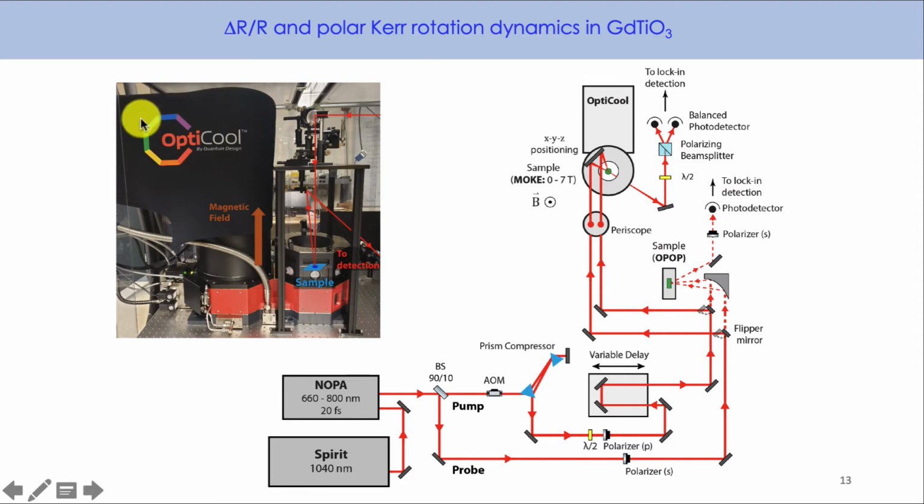So we have an OptiCool magnet capable of going down to 1.5 Kelvin and up to 7 Tesla. And we have a whole host of lasers that we use to generate those pump pulses I was telling you about earlier, and these probe pulses. We can just bring it into a conventional cryostat, or with a couple of flipper mirrors, bring it into the OptiCool. And in this particular experiment that I'm going to show you, at least for the Kerr rotation dynamics, we actually came in through the top, where the magnetic field is oriented perpendicular to the surface of the optical table. And we came in at near normal incidence with our pump and probe beams. And so we're doing what's called polar Kerr rotation measurements.